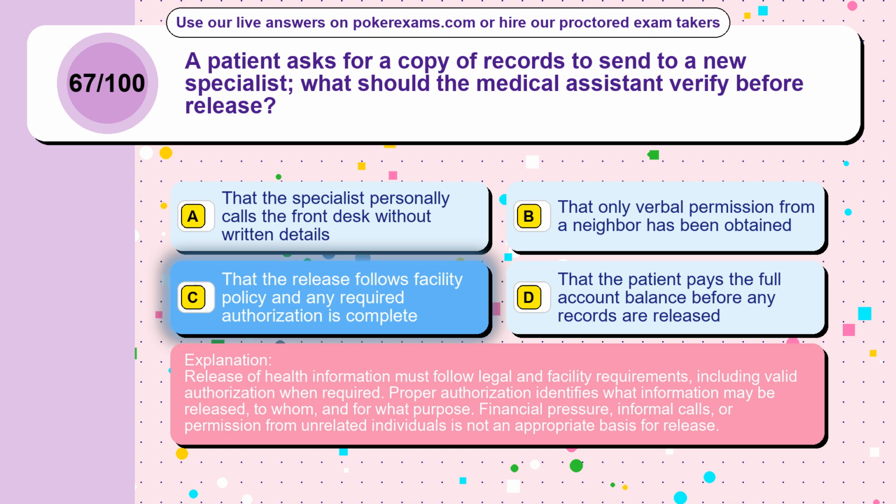Release of health information must follow legal and facility requirements, including valid authorization when required. Proper authorization identifies what information may be released, to whom, and for what purpose. Financial pressure, informal calls, or permission from unrelated individuals is not an appropriate basis for release.